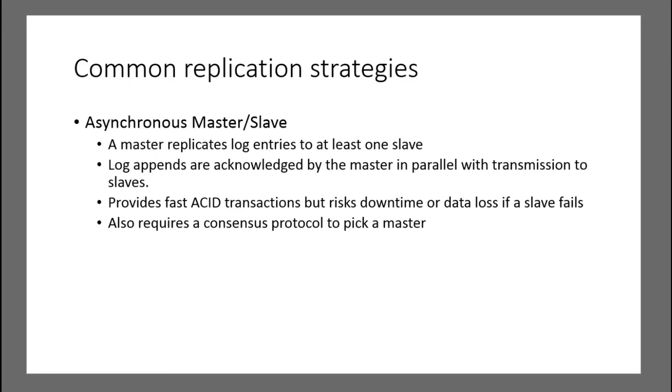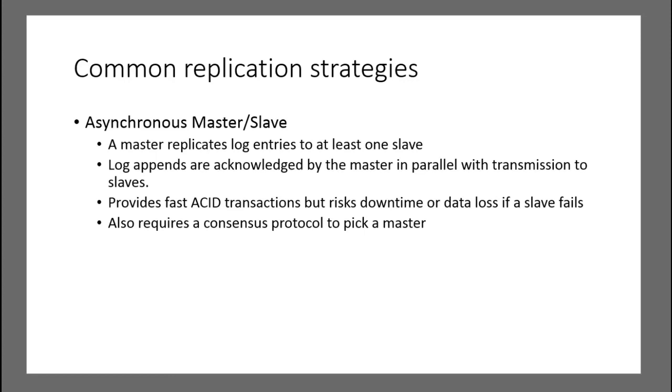The first problem is that you risk data loss. If some of the data is lost in transit and the slaves that do receive it crash, then you might lose data. Another problem, and this is the big one that Megastore stressed, was that the use of a master requires an external consensus protocol. You have to have some way of choosing a master, especially if the master were to go down. You have to have some way of replacing that master.